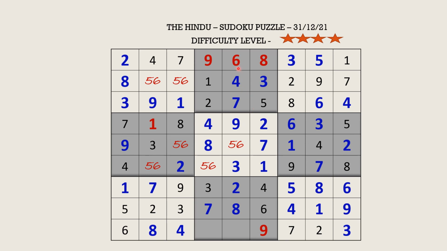Now let's crack all these 5, 6 pairs. This 6 cancels out the 6 here. This becomes 5. So this becomes 6. So this becomes 5 and this becomes 6. This becomes 5 and this becomes 6. Now in this row, the missing numbers are 1 and 5. There is a 5 here. So this is 1 and this is 5. And the puzzle is solved.